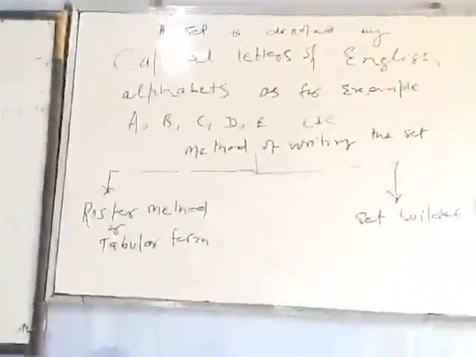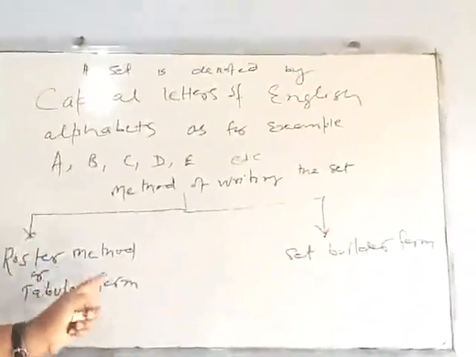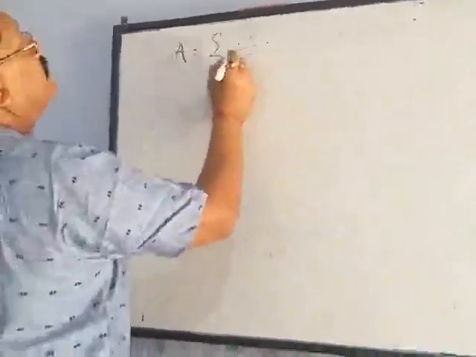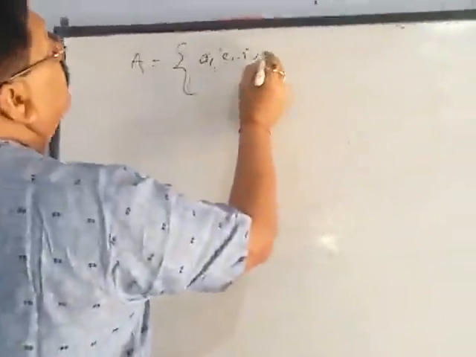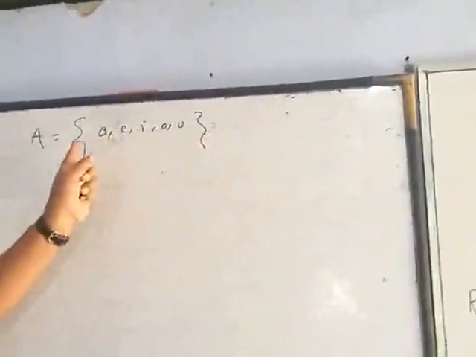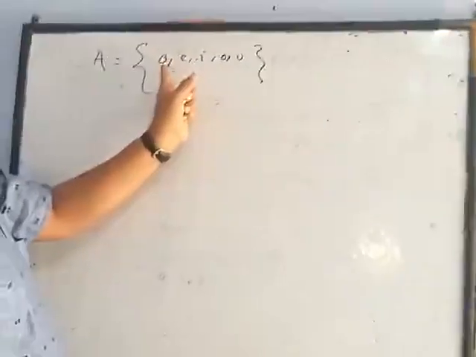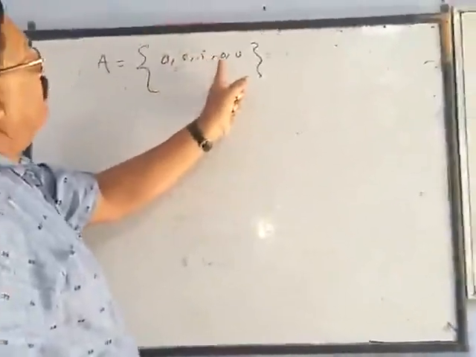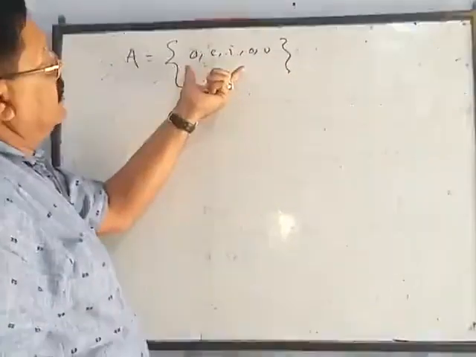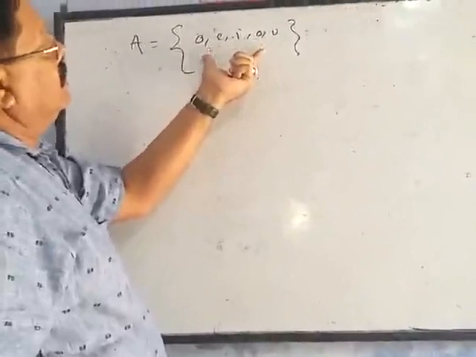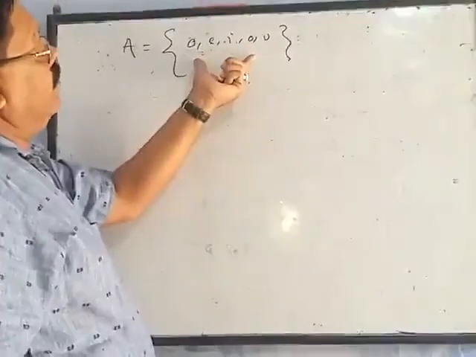So how can we write a set in roster method? I am going to clarify. A is a set having elements A, E, I, O, U. This is written in roster method, tabular method. In a curly bracket, elements will be written separated by commas: A, comma, E, comma, I, comma, O, comma, U. This is written in roster form or tabular form.